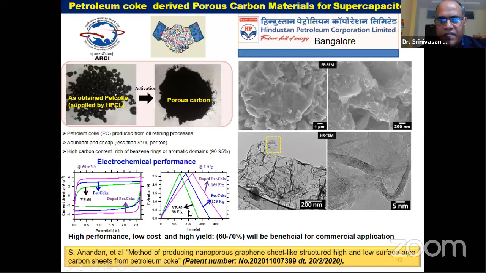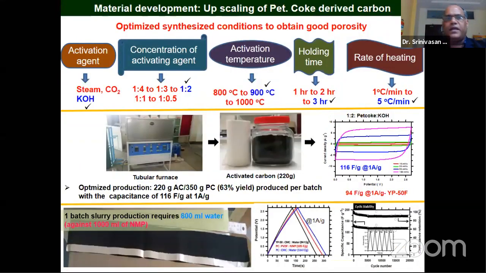If you see the performance, the commercial porous carbon gives about 98 farad per gram, whereas our indigenous carbon synthesized from pet coke gives 128 farad per gram, and when you dope it, it further increases to about 159 farad per gram. So high performance, low cost: the petcoke costs $100 per ton, very cheap. The yield is very high, and the performance is better than the commercial carbon used in the Maxwell supercapacitor device. Recently we also filed this process as an Indian patent.